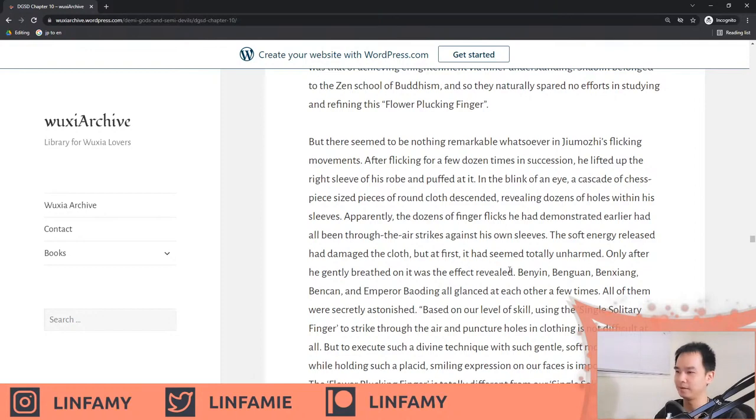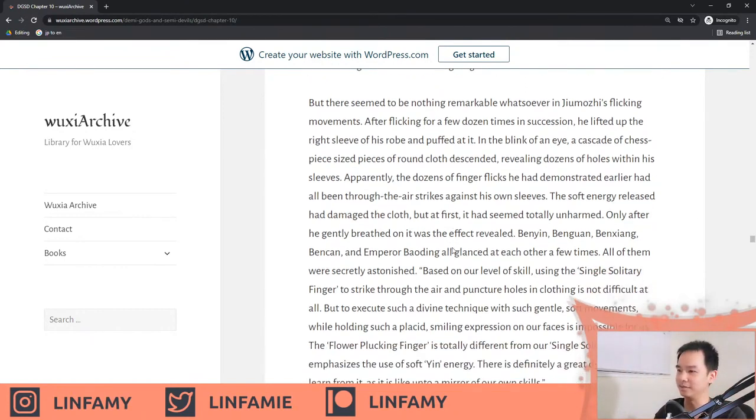Okay. So you guys understand what was happening? It was like flicking at his robe, right? And they were like, oh, nothing's happening. Why is nothing happening? Then he started flicking his robe, and then all these little round pieces started falling down. So he was actually striking his own sleeves and poking holes in it.